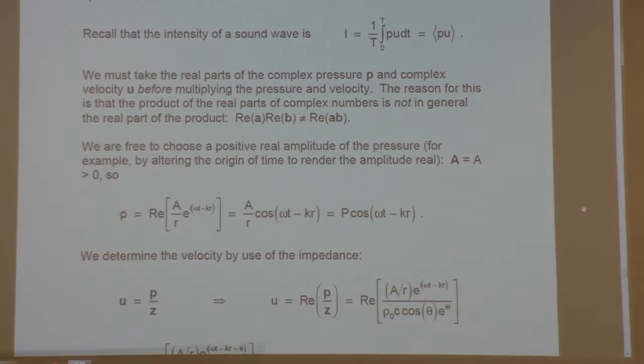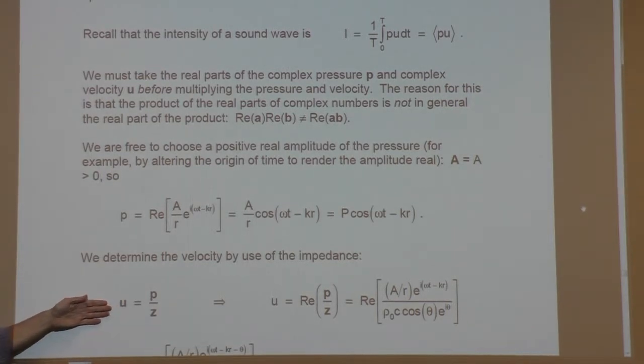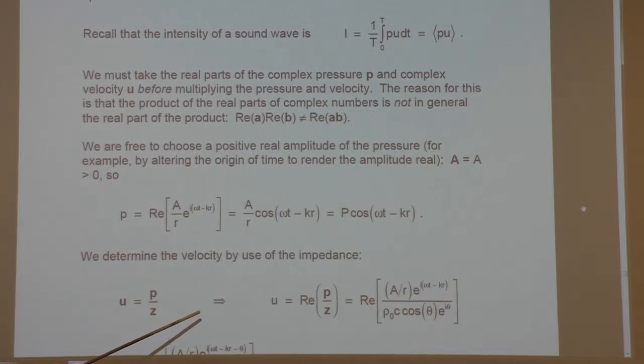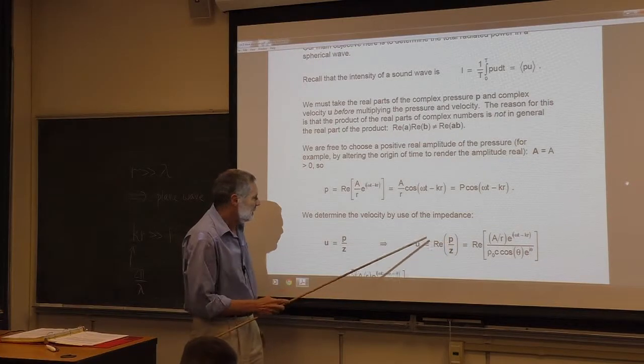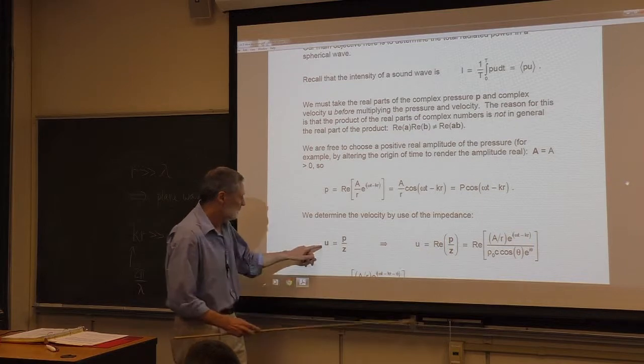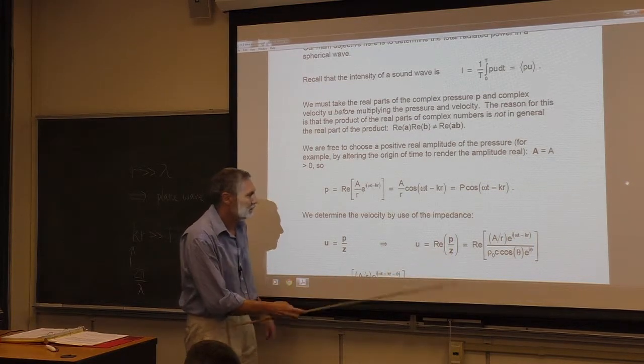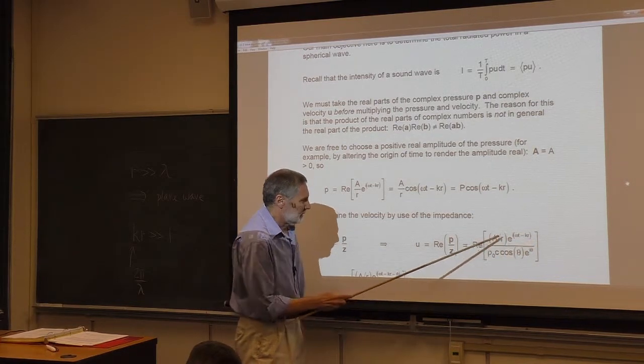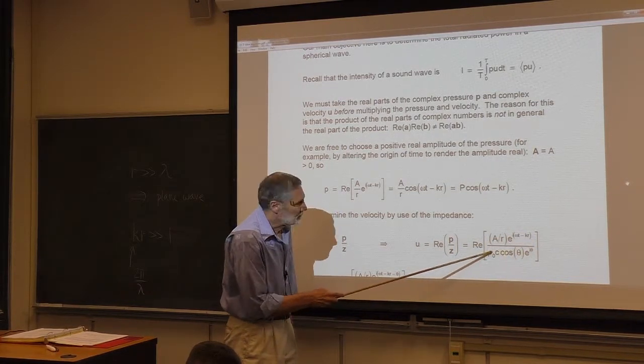We need to find the velocity to find the intensity. How do we find that? Through the impedance, right? So we need to take the real part of each side here. I've taken the pressure and divided by the impedance. You'll recognize the impedance there.